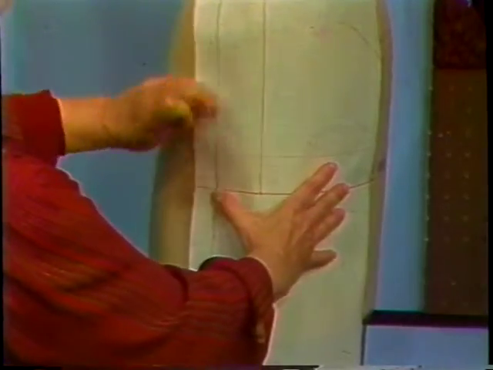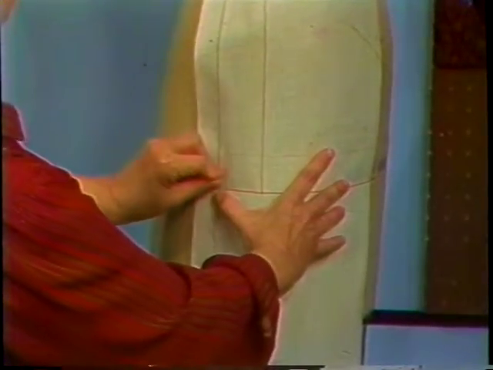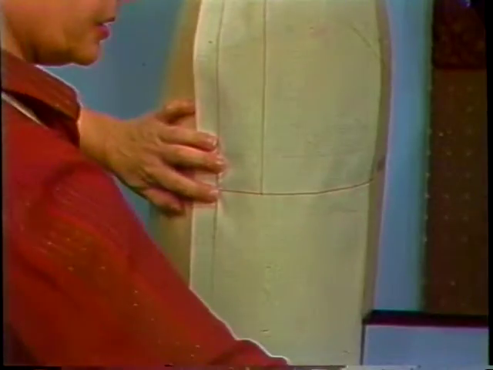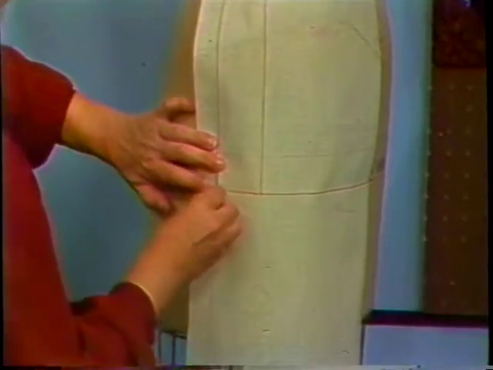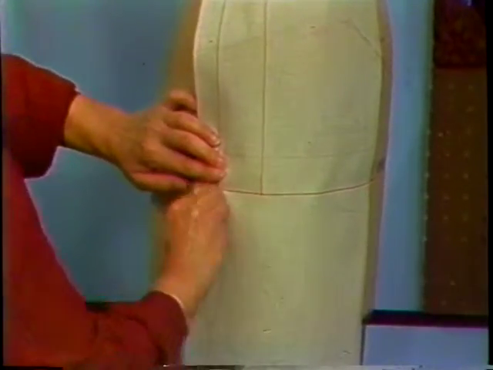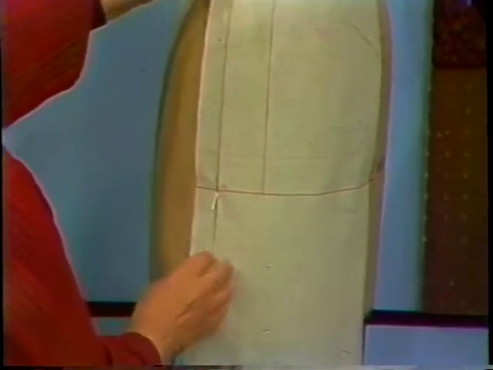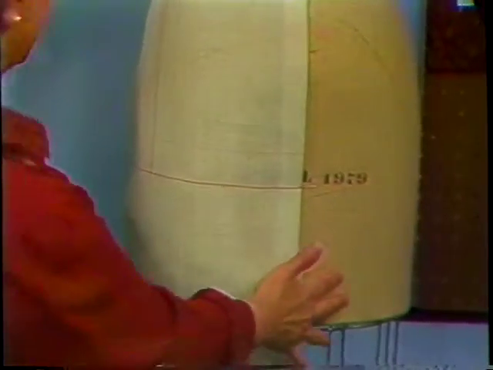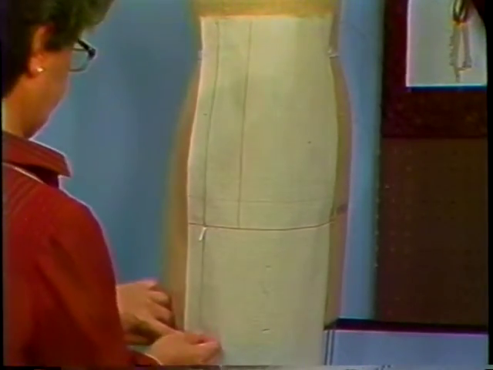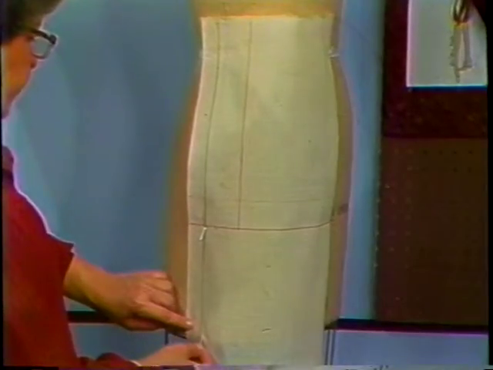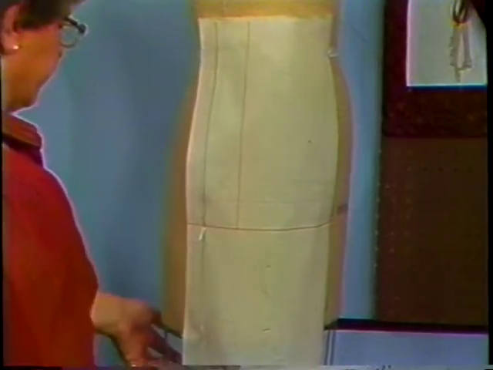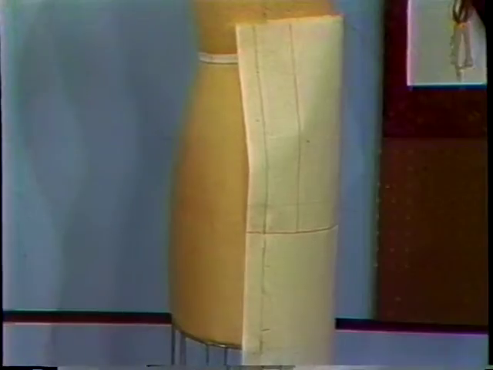Having done so, secure at the side seam to keep the cross grain and the length grain into balance. Hold the length grain down at the bottom of the torso to keep the perpendicular position.